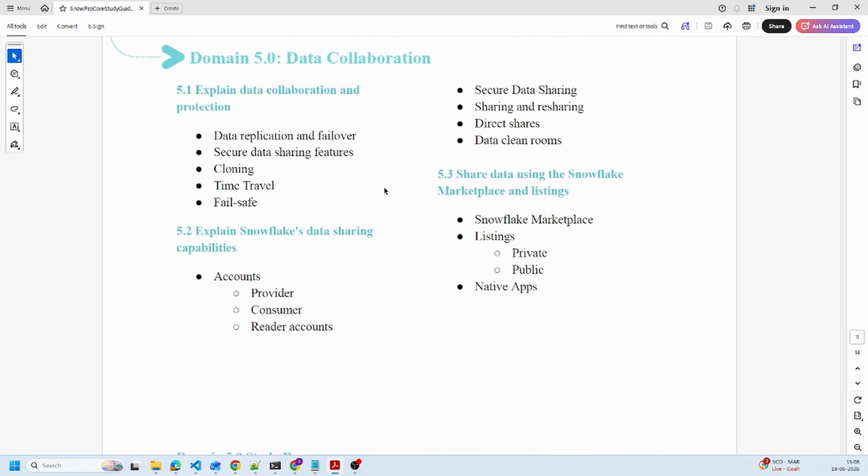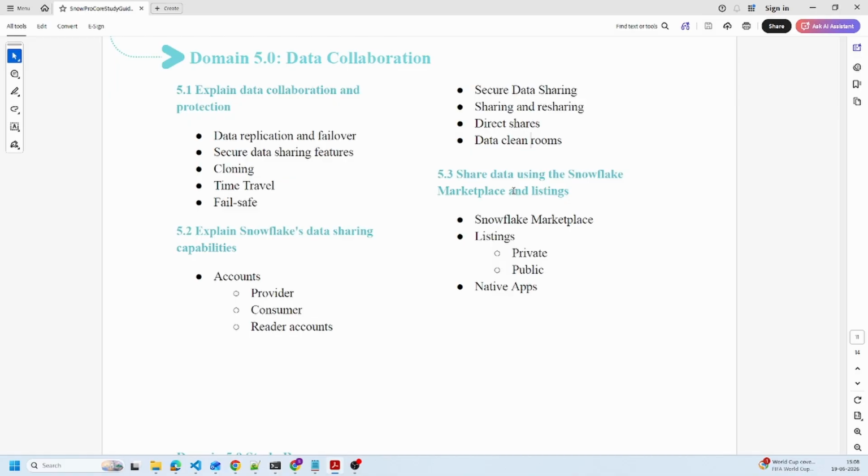Finally, domain 5, data collaboration. This is one of Snowflake's most powerful features. Time travel, fail-safe, cloning, secure data sharing, reader accounts, marketplace listings, native apps, clean rooms. And here's the key takeaway. Snowflake sharing does not copy data. It shares metadata and access. That's why it's secure. That's why it's fast.